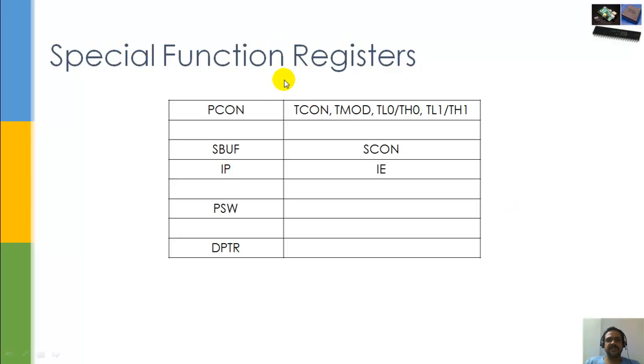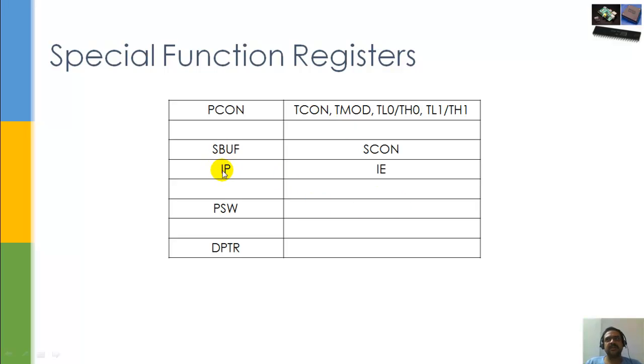So what are some special function registers present in 8051? PCON, power control register. SBUF, serial buffer register. This is used whenever a serial communication happens via port 3. Then this is IP, interrupt priority. There are 6 interrupts in 8051, INT0, INT1. Please refer to the diagram which was shown before. Those are 2 external interrupts. Apart from those, you have 2 timer interrupts, 1 serial communication interrupt and 1 reset. Putting all together, you have 6 interrupts.